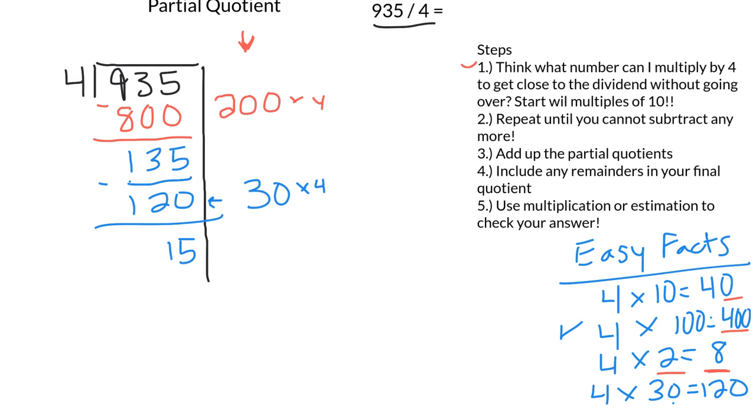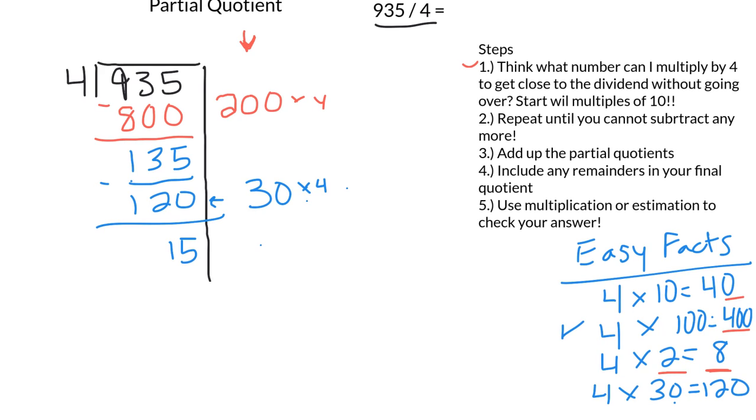Okay, nothing in my hundreds place, so now 15. And then you're repeating this process over and over and over again. So right now, we've only done that top part. So we've thought about what number can I multiply my divisor by 4 to get close to the dividend without going over. And then we used a multiple of 100 and a multiple of 10 so far. And then it says repeat until you can't subtract anymore.